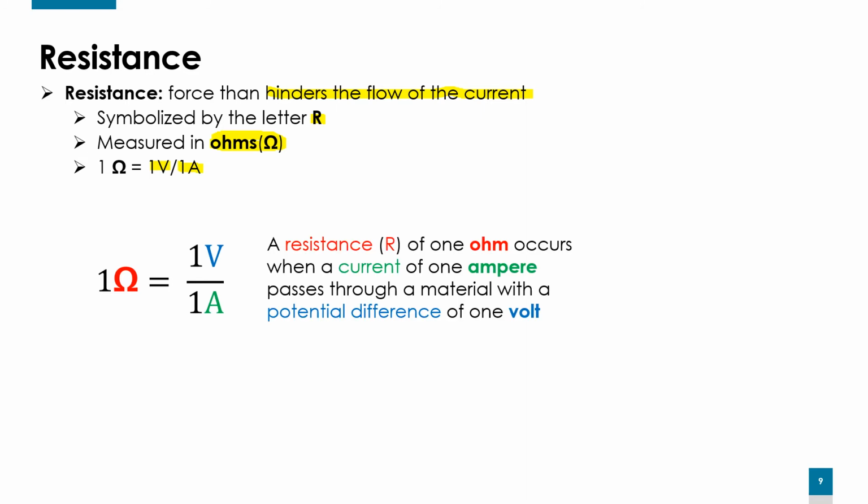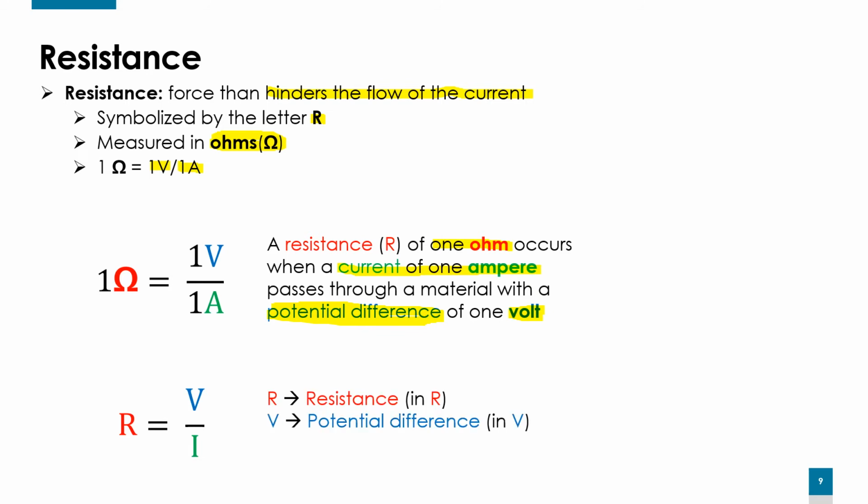So 1 ohm is 1 volt per 1 ampere. It means that a resistance of 1 ohm occurs when a current of 1 ampere passes through a material with a potential difference of 1 volt. And putting the letters, R is for resistance, V is for potential difference or voltage, and I is for the current that's measured in amperes.